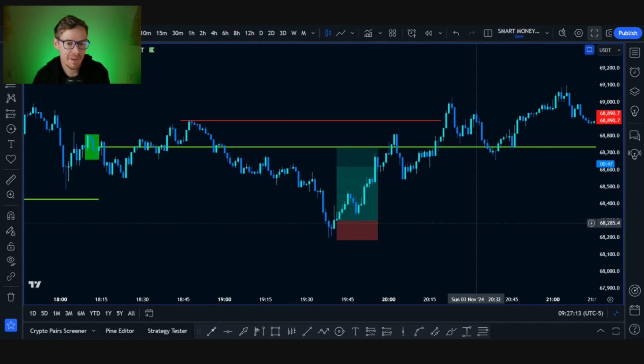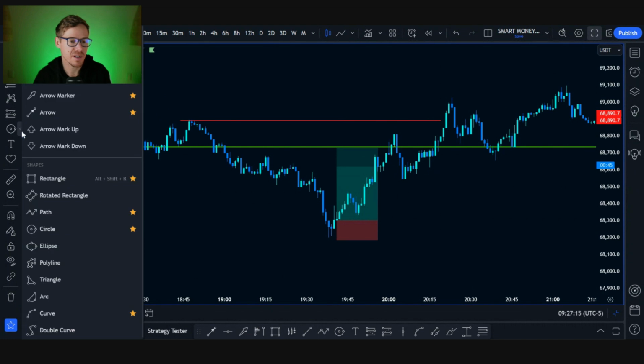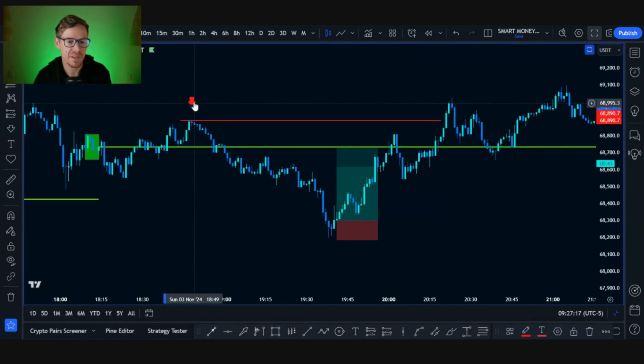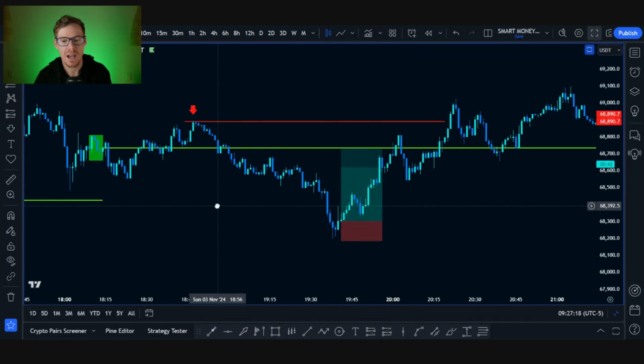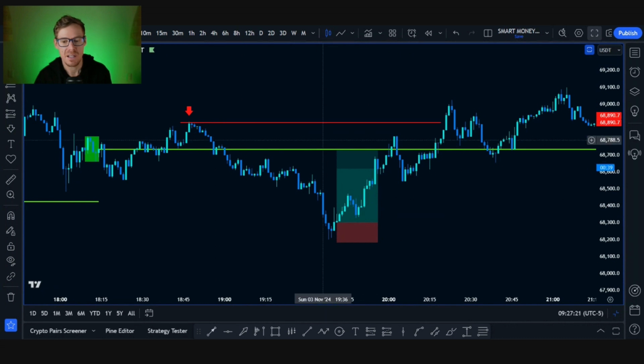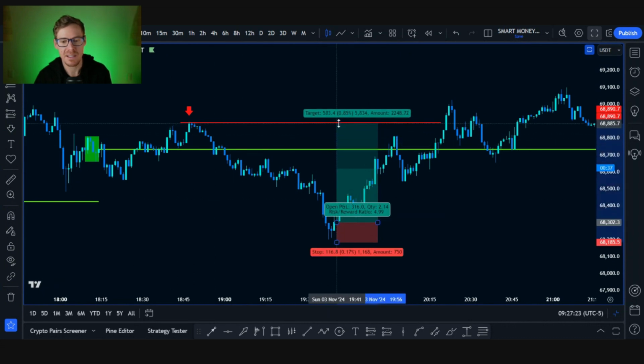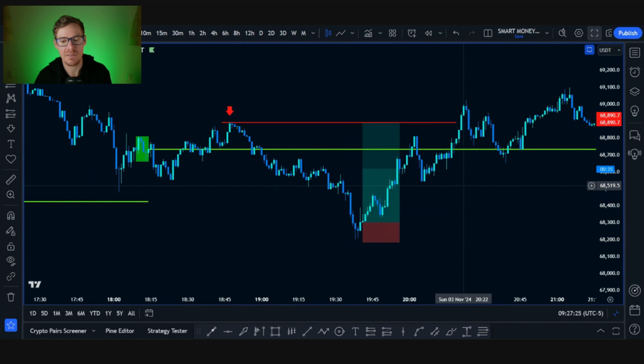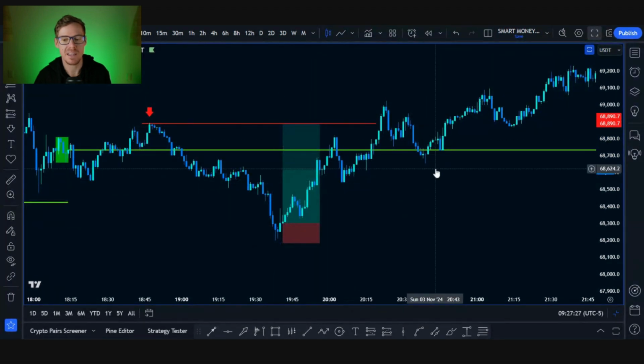Because remember, liquidity lines are placed on the swing high point. So you can see over there, that's a swing high point. So that's a liquidity line. So this would have been our second take profit area at that level. And you can see price hit it, then retraced from there.